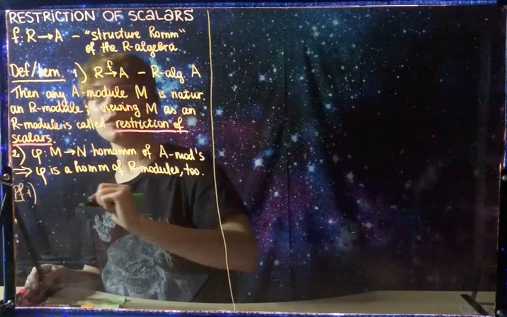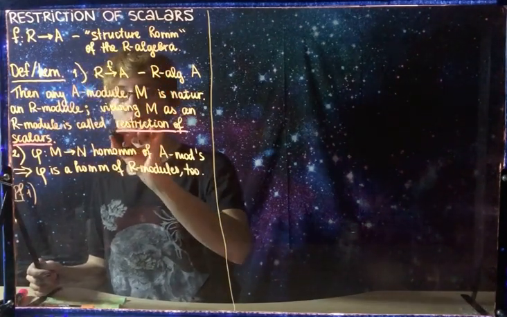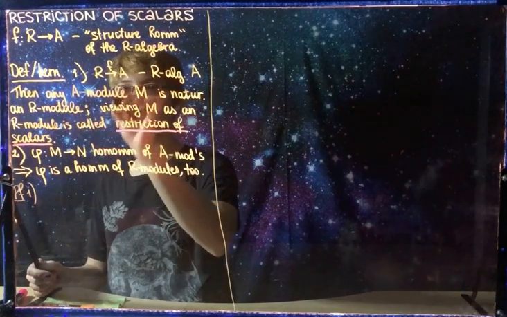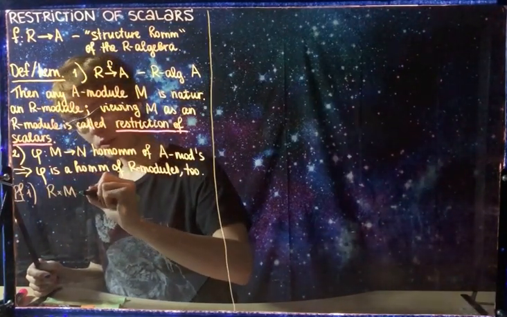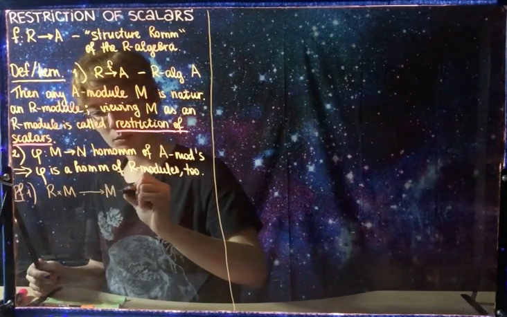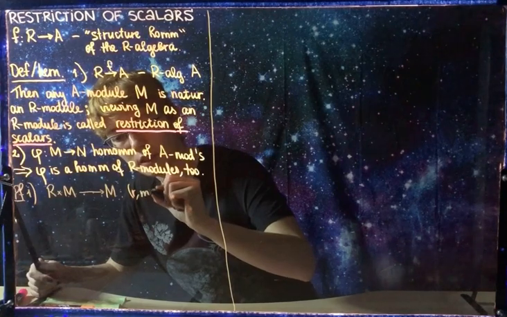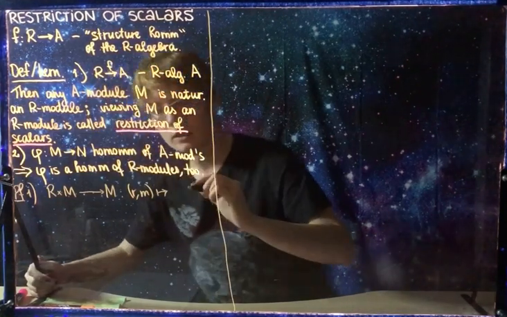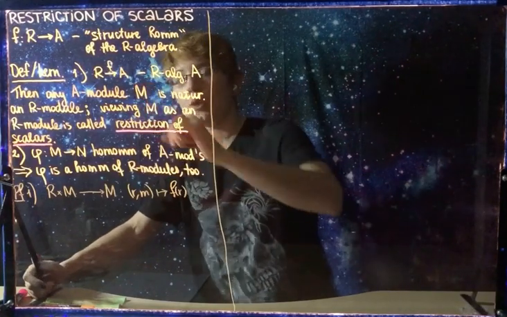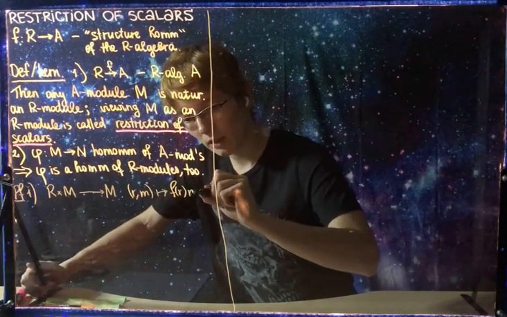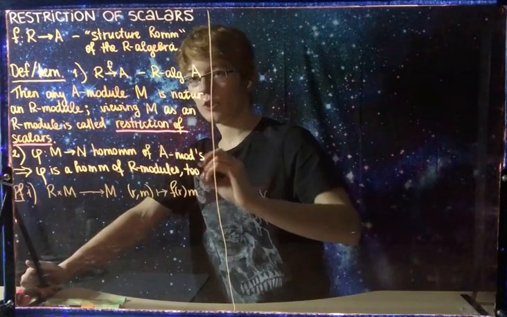Let me prove this. So first, I want to define an R module structure on M. I define a map from R cross M to M that takes an element (r, m) and sends it to f(r), where f is the structure homomorphism, times m, using the A module structure on M.